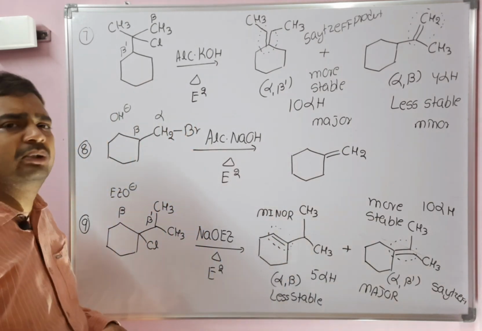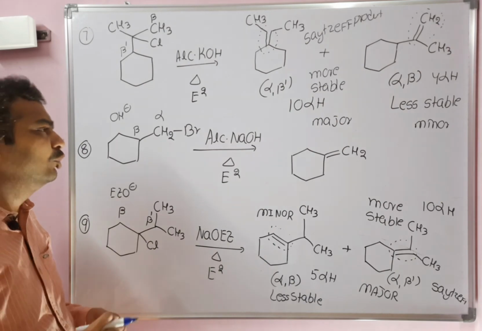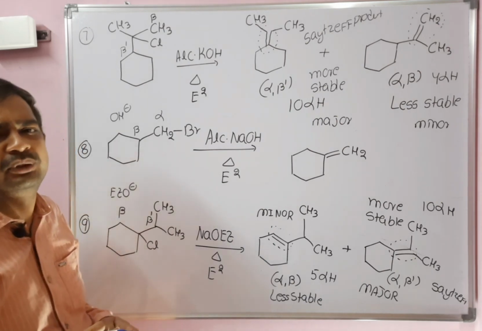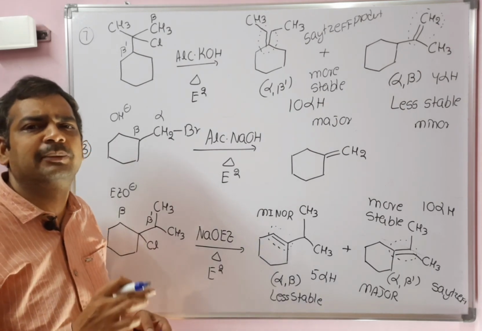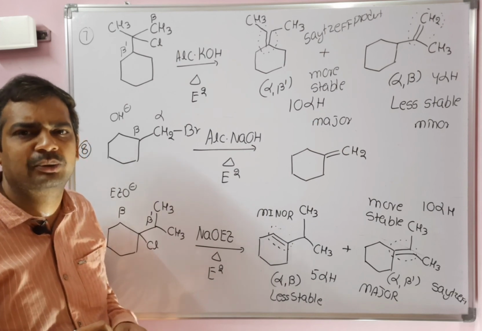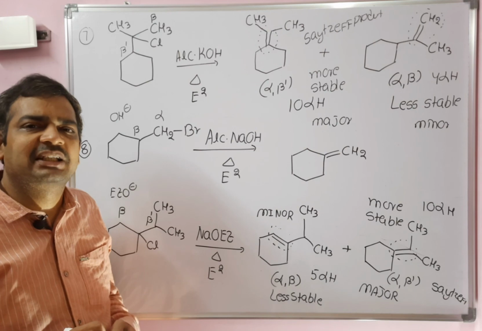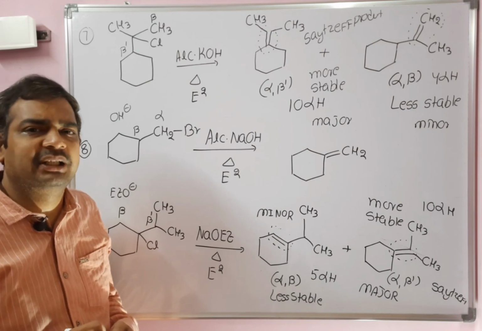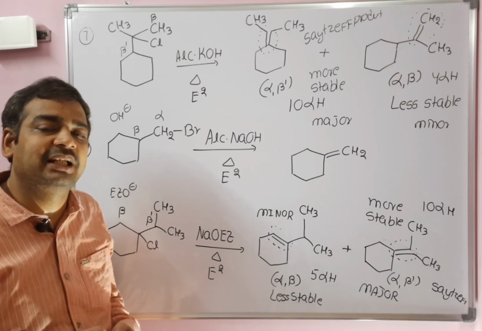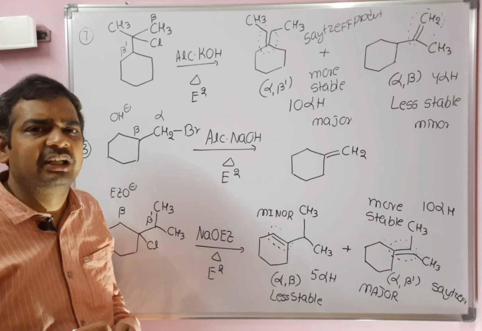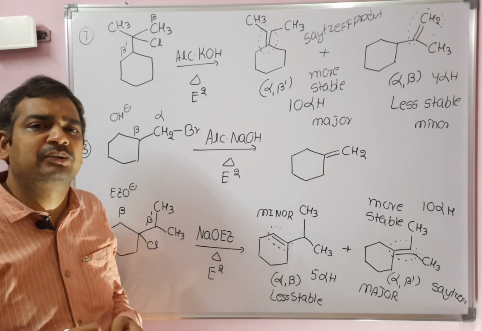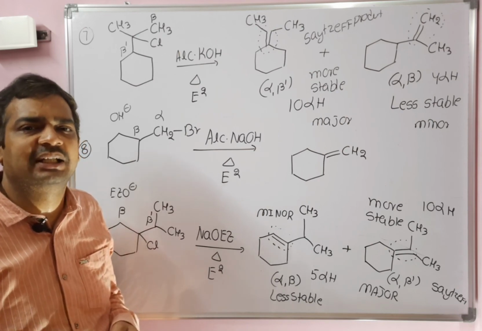So this is about E2 elimination. So far we discussed the simple examples. There are no complicated examples so far. We discussed only simple examples. So in the next class we will discuss applications. Important applications that are taking place, anti-eliminations. And some exceptions are also there in E2 elimination. We will discuss in the next class.